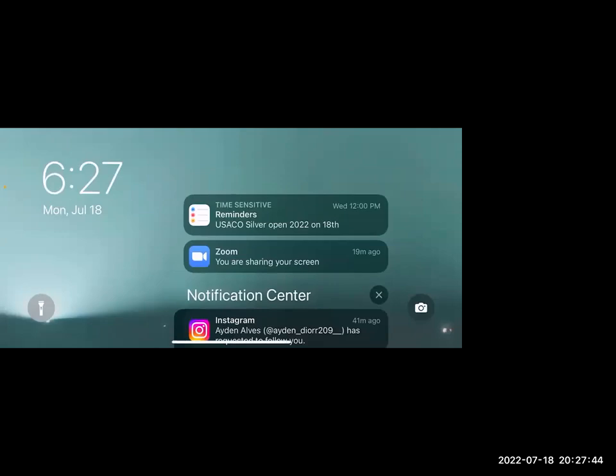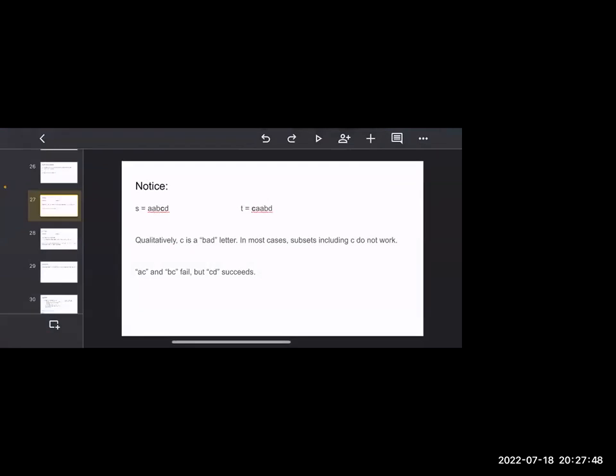And again, if you want to talk about anything, how do we use this reasoning to construct our algorithm?